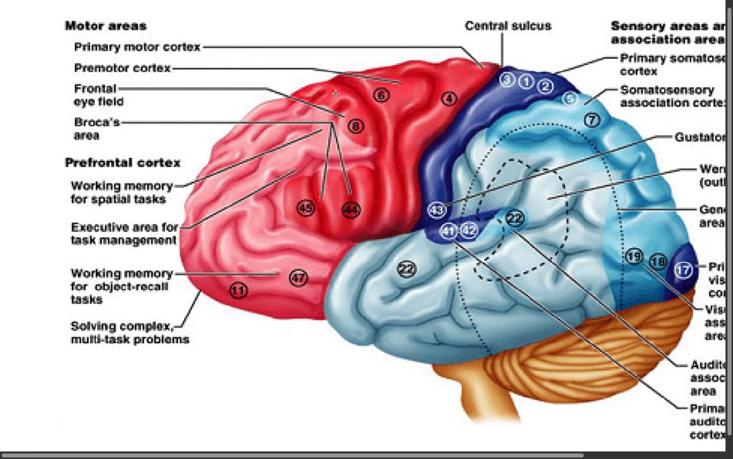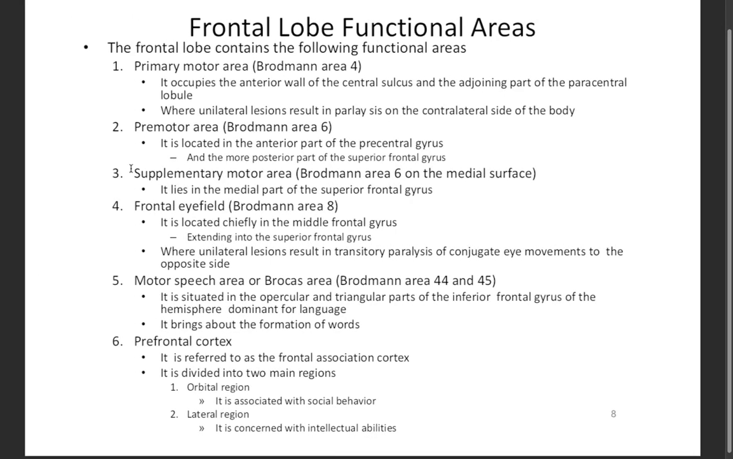Where is the superior? In here, in this region. This is the superior frontal gyrus. It is in the lower region. So area 6 Brodmann has two parts: the premotor cortex and the supplementary motor area. The doctor only talked about their location.